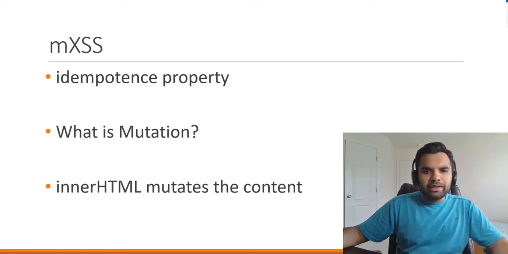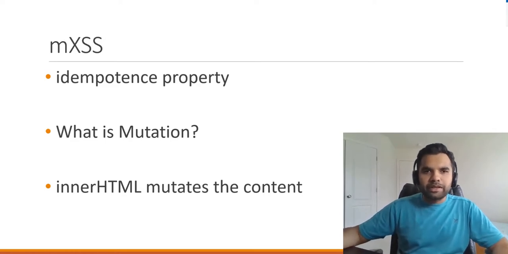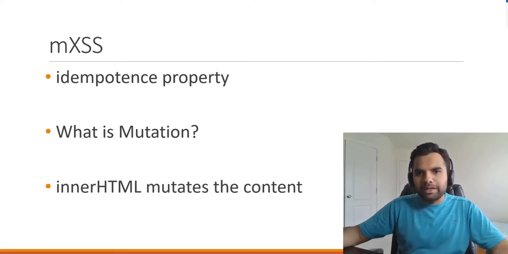Now, in theory, when you give something to the browser, it's not going to change anything. It's just going to reflect back as is. So for example, if there's an input parameter where you give the attack payload, like alert 1, 2, and 3, the browser is not going to change anything. It's just going to give you an alert box 1, 2, and 3, and that's an idempotent property. It behaves like it serves the same thing which you provide, whatever input you give.